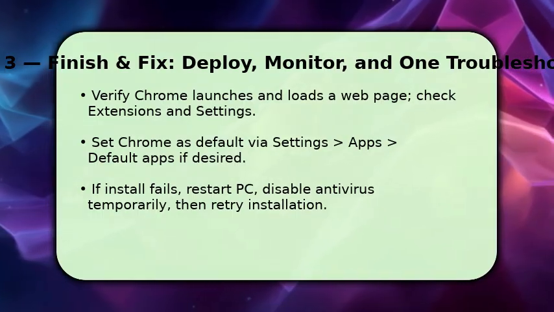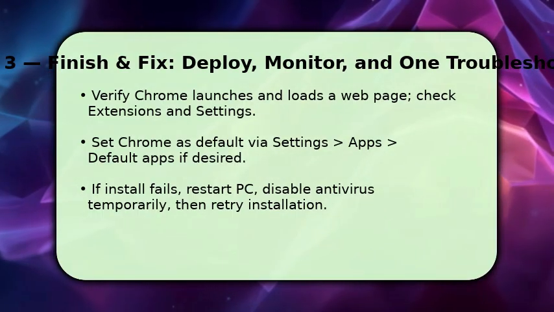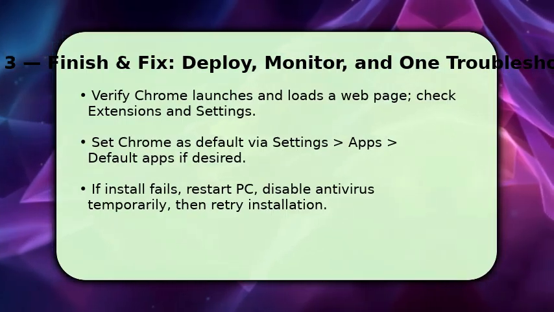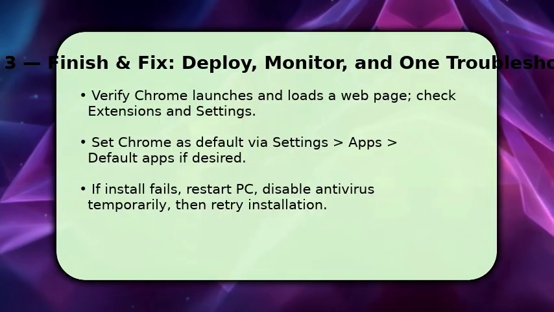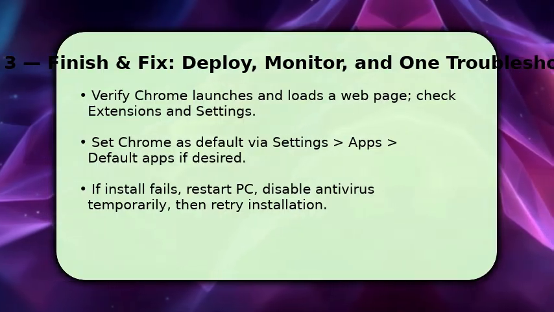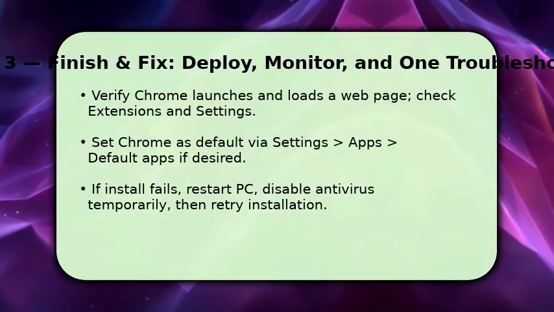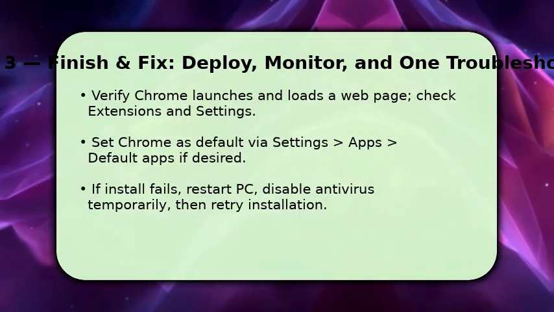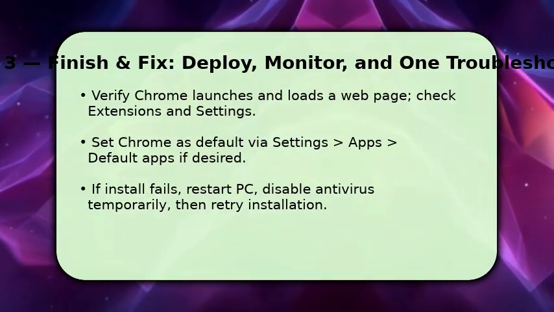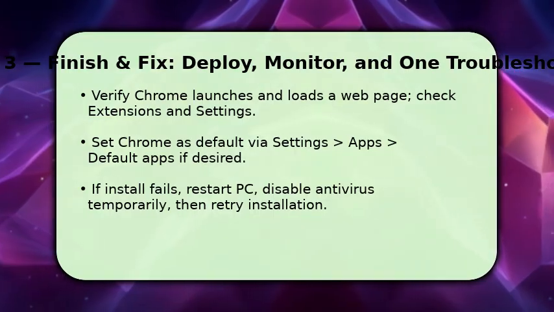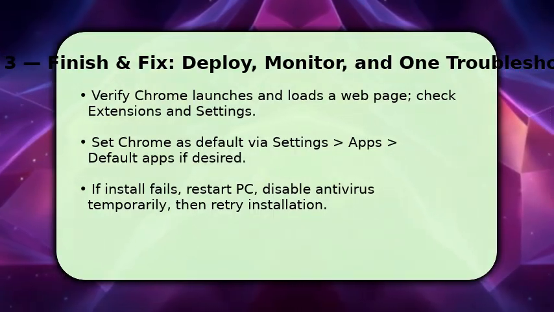If installation fails or Chrome won't open, restart the PC first. Then temporarily disable third-party antivirus or firewall and retry the installer. If problems persist, clear the download and get a fresh installer. Corrupt downloads cause most failures. Then reinstall with elevated permissions.